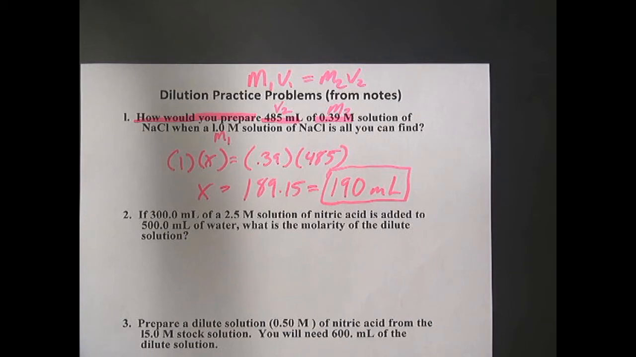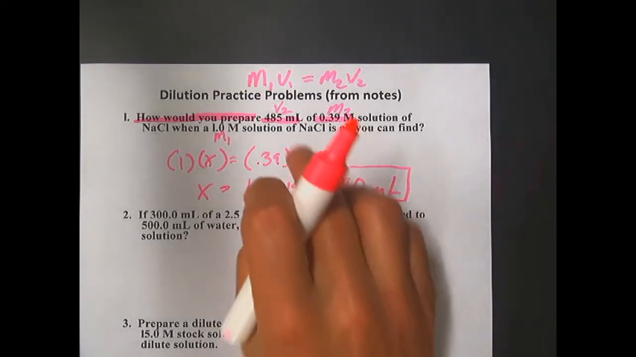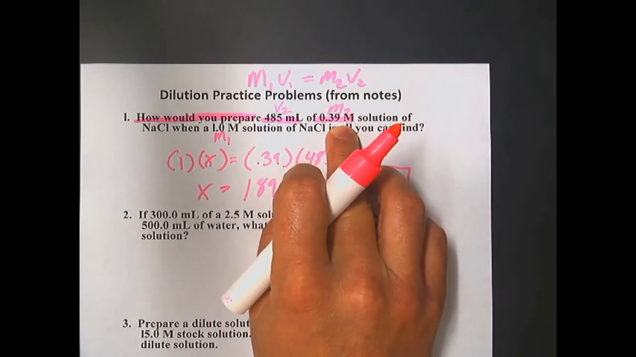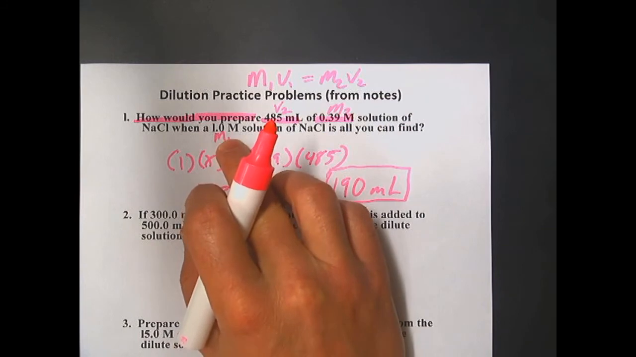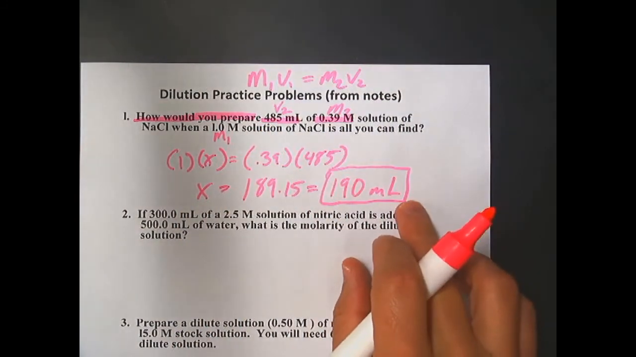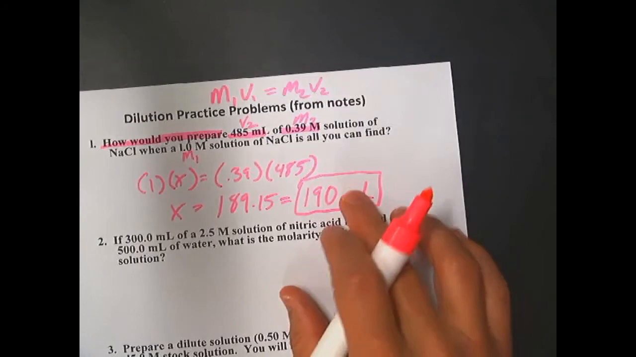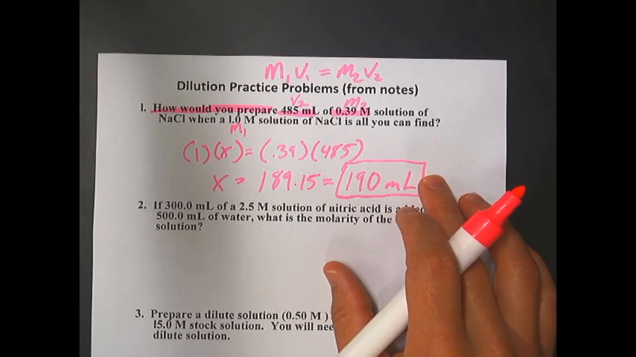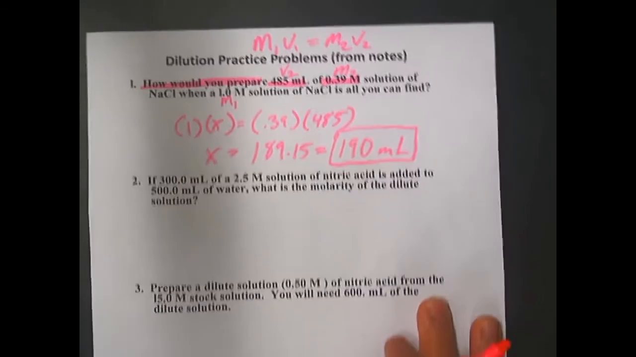There you go. Really simple. So essentially what we're saying is, if I want to prepare 485 milliliters of a solution at that concentration, starting with a solution at this concentration, then I'll need 190 milliliters of it, and the rest would be water. I would add water till I got to 485 milliliters, and that should give me a solution that is 0.39 molar. All right, let's go on to the next one.